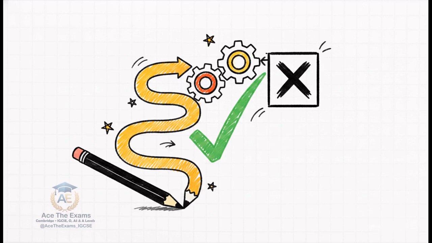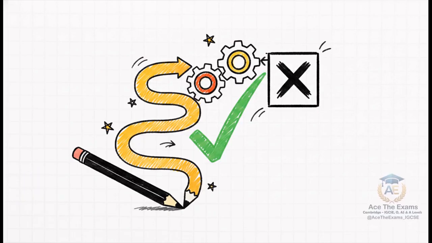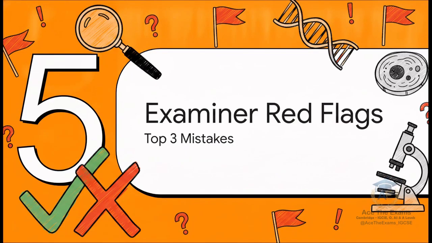Always show your working. Write down every single step of your math. Method marks can literally save your grade and bump you across a boundary, even if your conclusion is totally off. Just never leave your calculations blank, and never, ever just write down the final number without showing how you actually got there. Finally, Section 5, Examiner Red Flags Revealed.